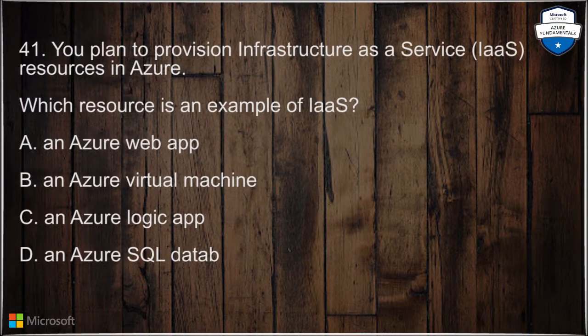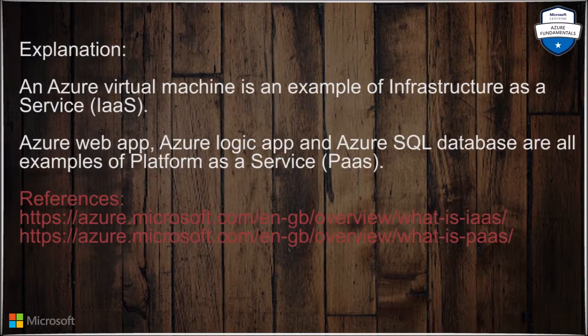You plan to provision Infrastructure as a Service, IaaS, resources in Azure. Which resource is an example of IaaS? Explanation. An Azure Virtual Machine is an example of Infrastructure as a Service, IaaS. Azure Web App, Azure Logic App and Azure SQL Database are all examples of Platform as a Service, PaaS.